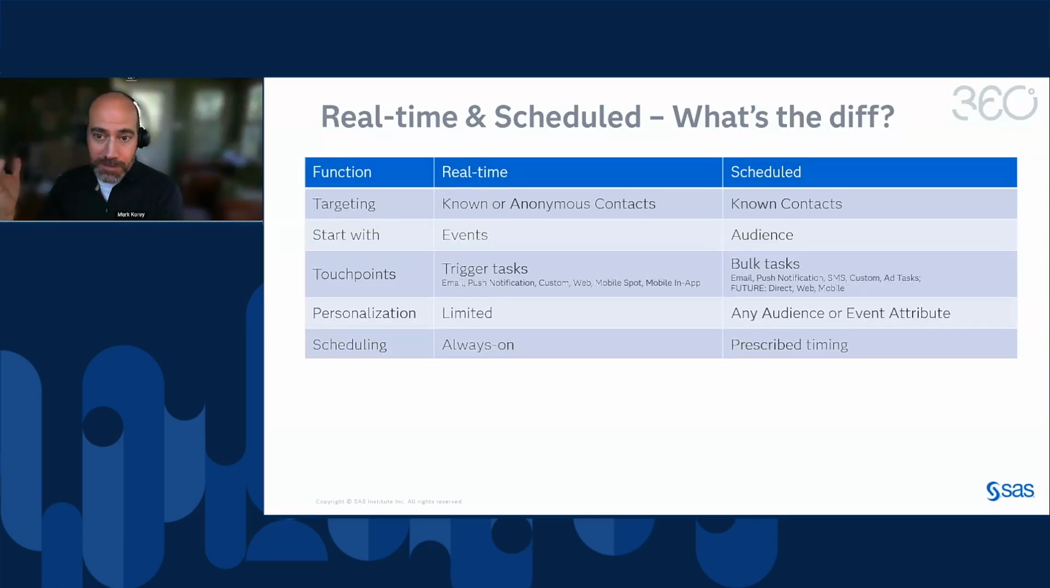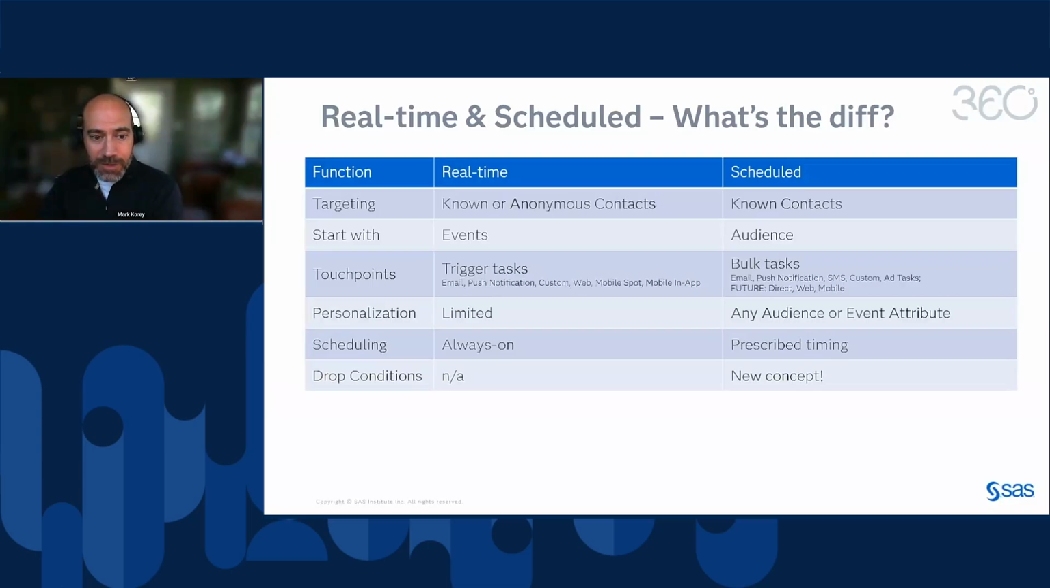From a scheduling perspective, you'll specify when your real-time journey is active, but once it's active, it's always on. It's listening for people that should enter the journey. Scheduled journeys operate on prescribed timing. So you'll specify that you want to load the people from your audience into the journey maybe on the first of the month, or maybe every weekday at 9 a.m., or maybe every 4 hours on Wednesday. You'll specify the specific times at which a new audience load will get pulled into the journey.